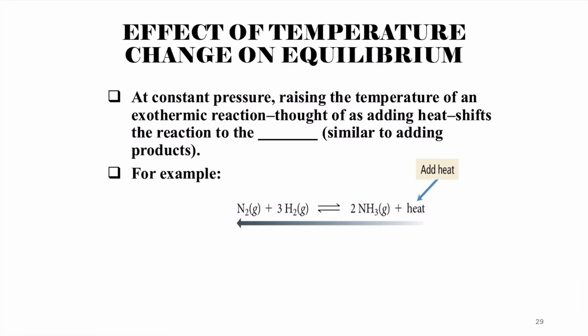So if we have constant pressure, raising the temperature of an endothermic reaction is thought of as adding heat to something on the product side, right? So think of heat as a product, and if we increase the concentration of the product, which direction should the reaction shift? Towards the reactants, right? It's the same thing as adding NH3 here. Because it's a product, the reaction is going to shift in that direction, shifting the reaction to the reactants.